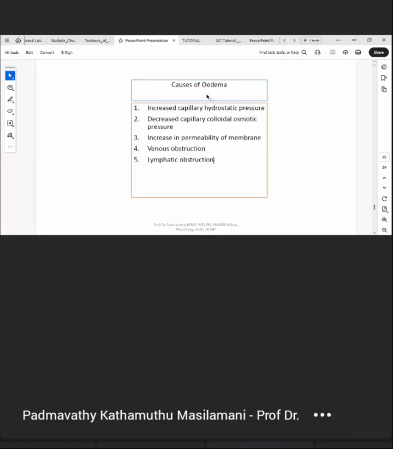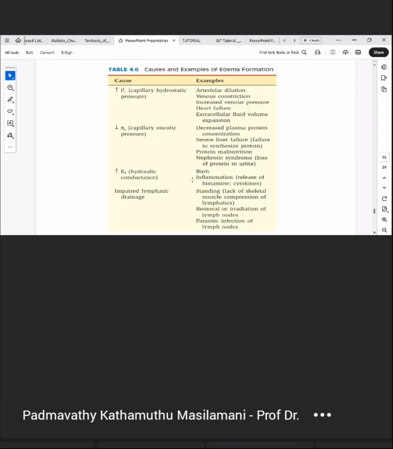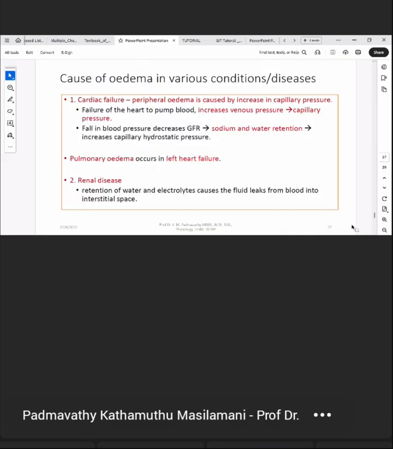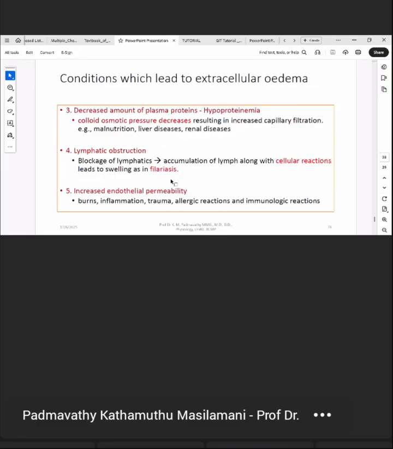Okay, so at least one example for each of the factors you can study. I have given the examples also here, so at least one or two you can remember. This slide is also important, and this slide is also important. I have given the explanation here. What happens in cardiac failure? What happens in lymphatic obstruction?